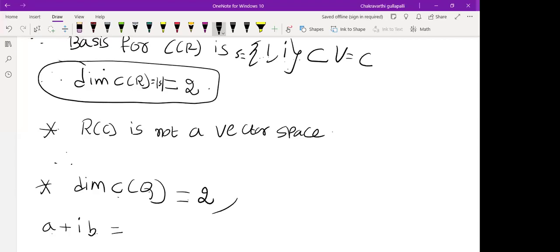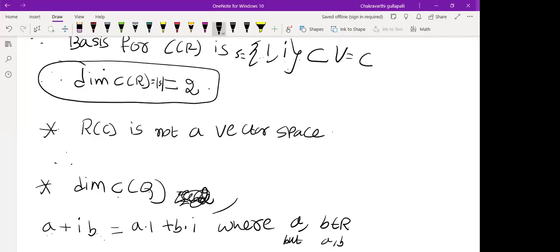But every real number need not be a rational number. So we cannot write like this. A and B are real. If they are real, automatically are they rational or not? No. It can be written as A into 1 plus B into I, where A, B are real, but A, B need not belong to Q. Why need not be in Q?